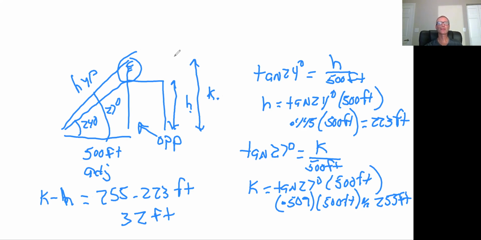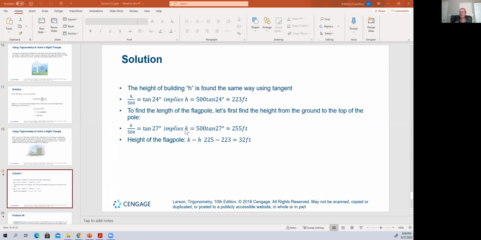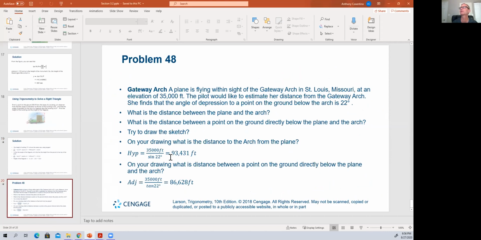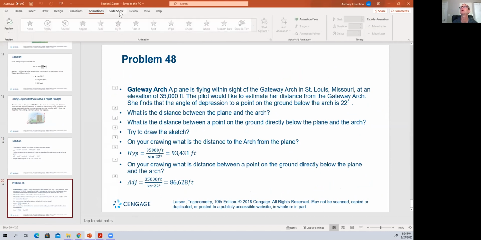So a couple applications here. I'm going to do one more. The last one that I'm going to do is actually problem 48 in your textbook. I thought, okay, let's just pick one right out of there and see what it looks like.